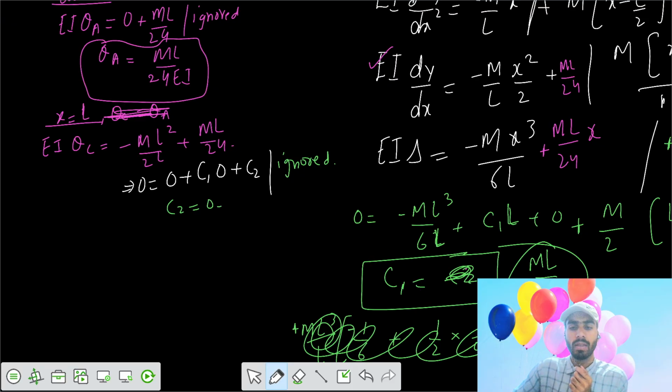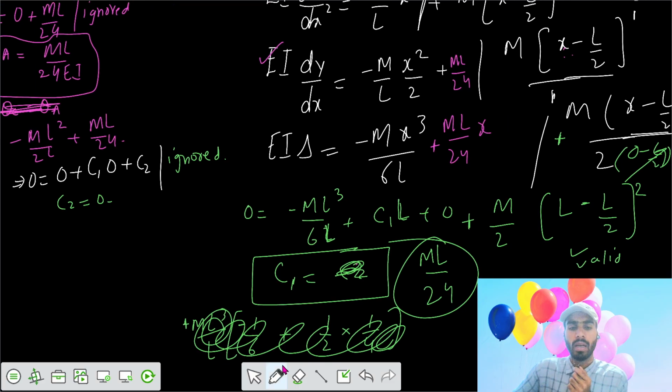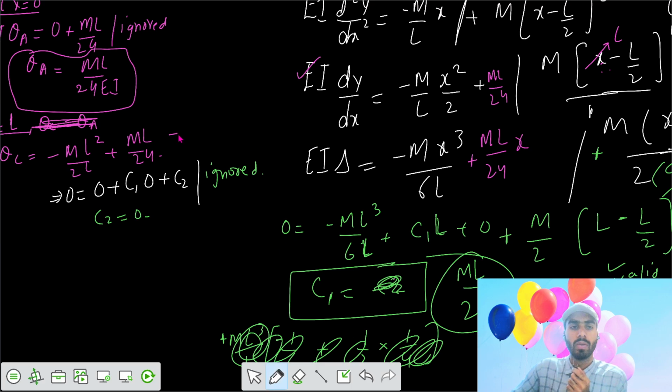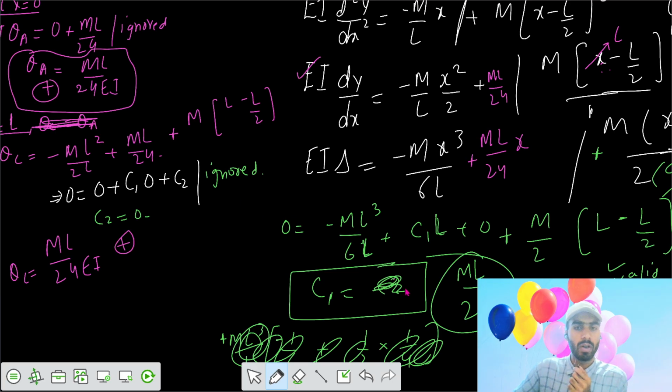And we have to see whether the last term is valid or not. If x is L, that means the term is also valid. So we can write that term also, ML times L minus L by 2 to the power 1, so 2 inverse plus 24 inverse minus 2 inverse. We got the value as ML by 24 EI for theta c. Both values we got are positive.